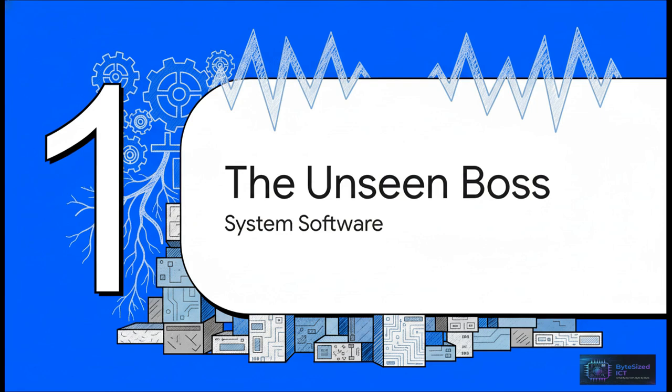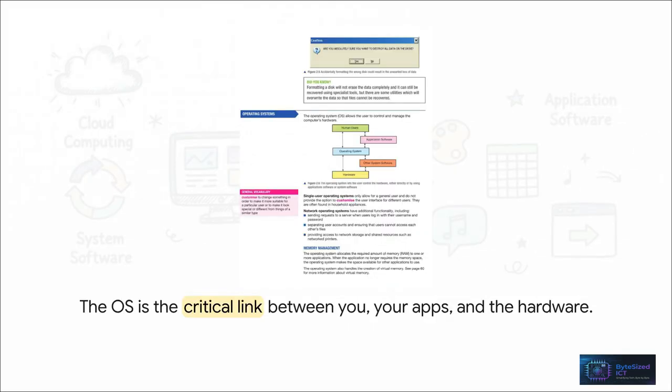We're going to start with the most fundamental, most powerful type of software out there, system software. I mean, this is literally the bedrock that everything else is built on. Okay, so this diagram really helps visualize how it all works. See that big box right in the middle? The operating system, or OS for short?